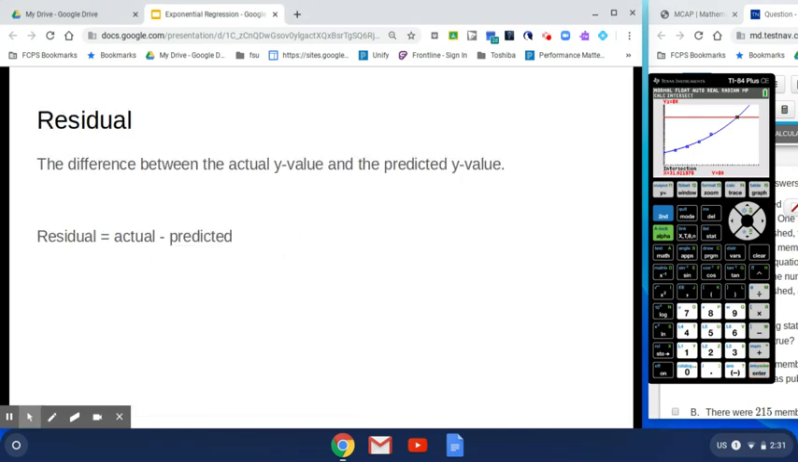Okay, you may be asked to find a residual. A residual is the difference between the actual y value and the predicted y value. So in shorthand, residual is equal to actual minus predicted. We're always talking about y values.